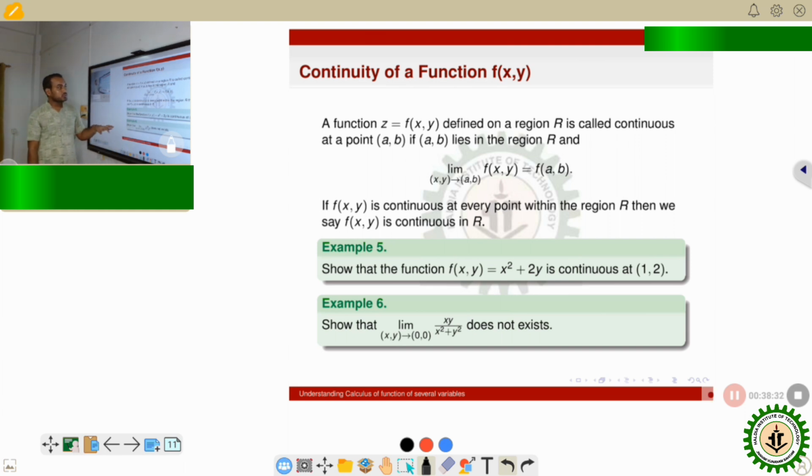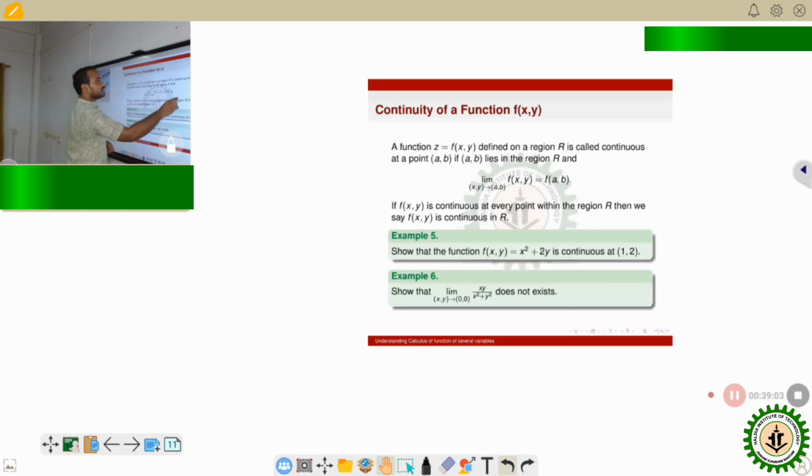Analogously, you can also say that some functions are not continuous at a fixed point. Let us suppose this example, limit xy tending to 0, 0 of xy by x square plus y square. It is not continuous. Why? Because its simultaneous limit does not exist. If we want to calculate the simultaneous limit, if we approach this origin point, you have many choices. Suppose your choice is basically y equal to mx. Then what will happen to this?